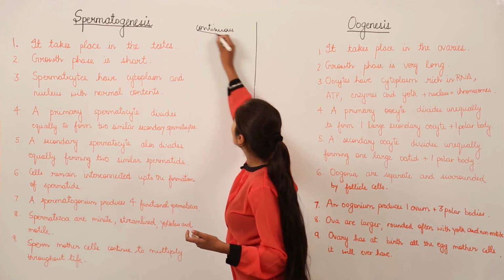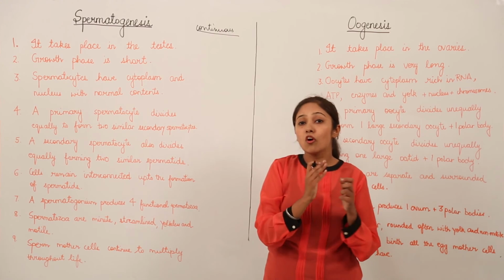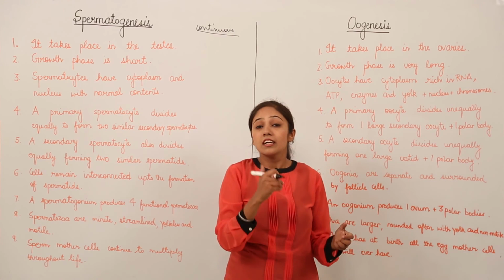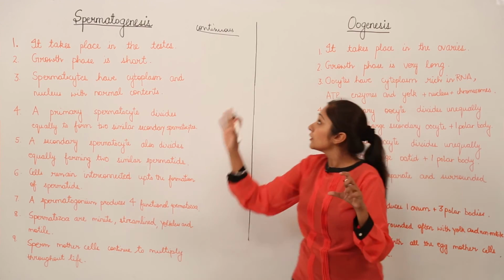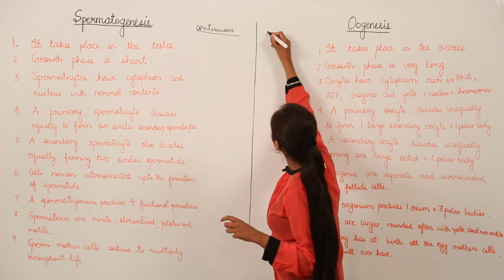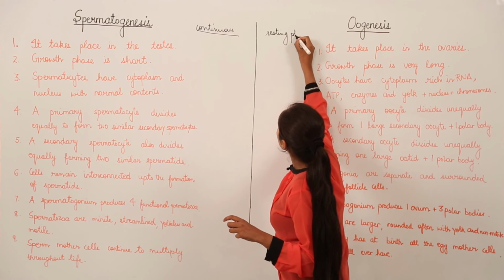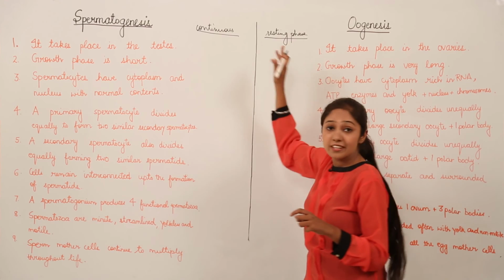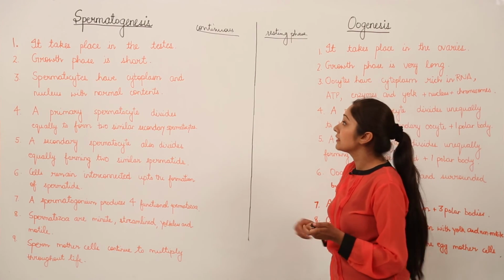In case of oogenesis, there are phases which are of longer duration. There are a lot of resting phases. So it has a long resting phase, and oogenesis is not continuous. Why is it not continuous? Because it has a long resting phase. Now let us move on to the points of difference between these two processes.